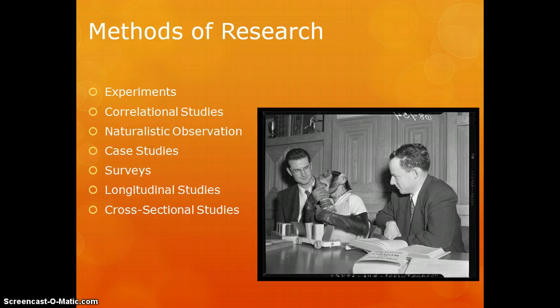So there are different methods of research that psychologists use. They choose which method they want to use based on what's going to best help them answer their research question. So today we're just going to be looking at experiments and correlational studies, and then in our next lesson we'll be looking at the other methods of research.